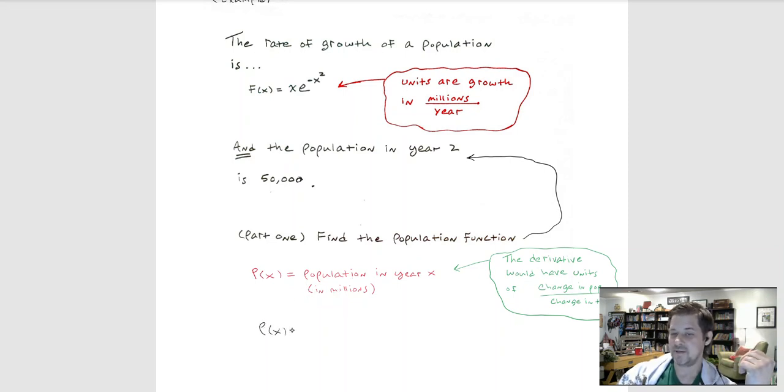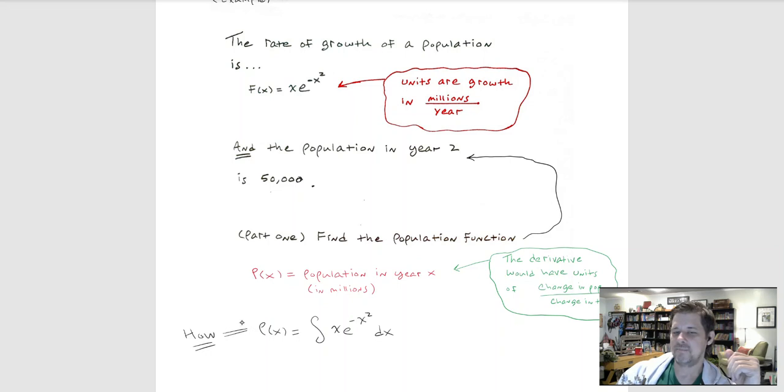So it would be like this. P of x is the antiderivative or indefinite integral of this one, x times e to the negative x squared dx. Okay, so this is how I can do it.